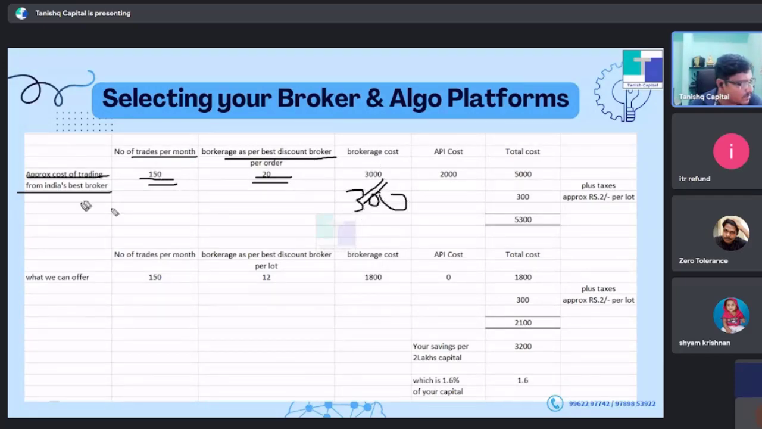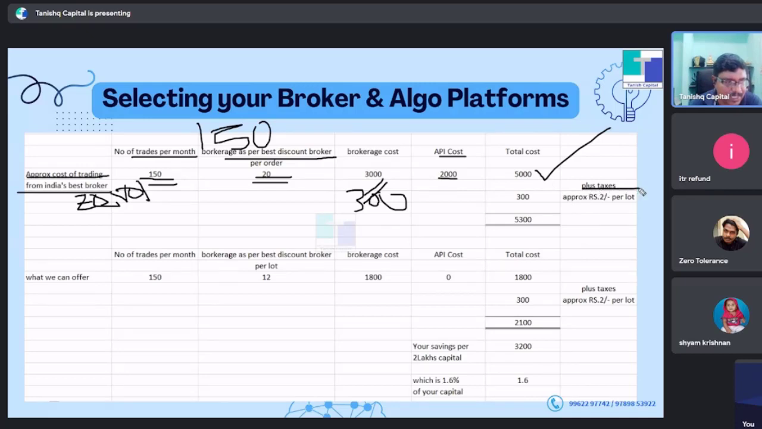So why hide it? India's best broker nowadays, people call it Zerodha, right? For reference, I've taken those rates: 20 per order and an API cost of 2,000. Even with 150 trades, to activate the API you have to incur 5,000 rupees as a first cost. Then plus taxes, which generally I take as approximately 2 per lot. Taxes means STT and all other charges which people generally put apart from brokerage.